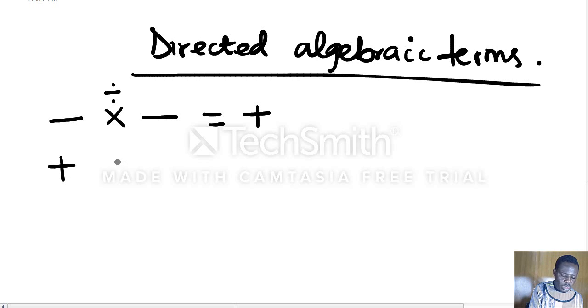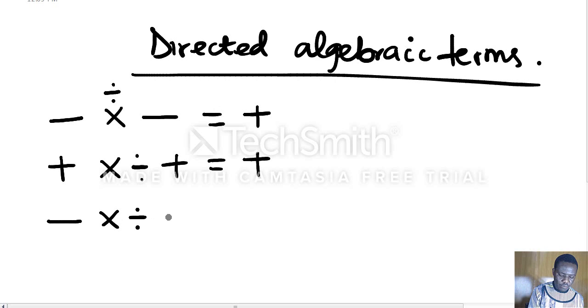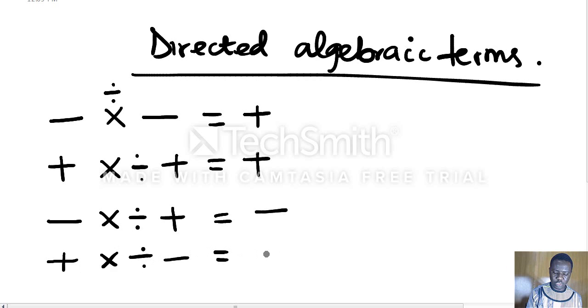Also, plus times or divided by plus will equally return a positive, while when you have minus times or divided by plus, it is going to return a negative. Or when you have plus times or divided by minus, it will always return a negative sign.